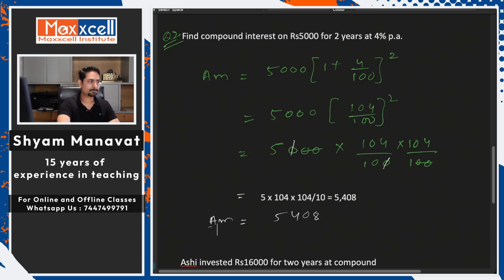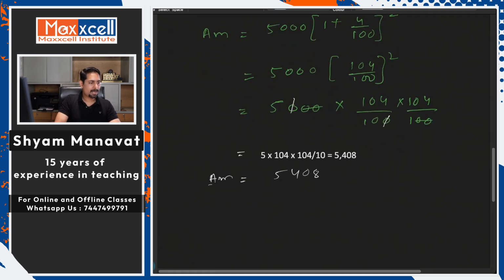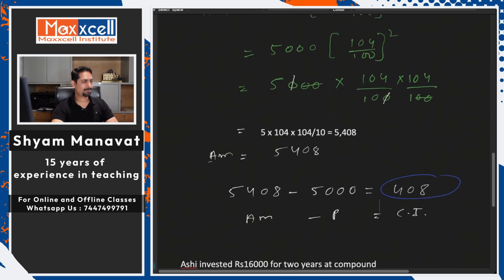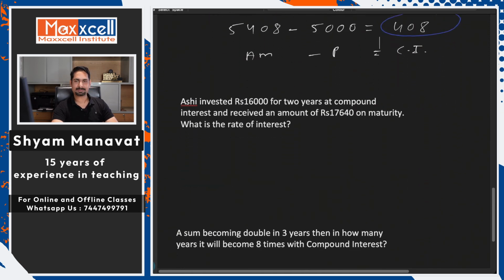Is that the answer? No. The question said find the compound interest. So from this 5408, if I take out 5000, what will I get? I'll get the difference value. What is the difference value? 408. What is this 408? This is amount minus principal. This 408 is the compound interest. So we got the answer here: compound interest 408. That's how you calculate the amount, and that's how you calculate compound interest.